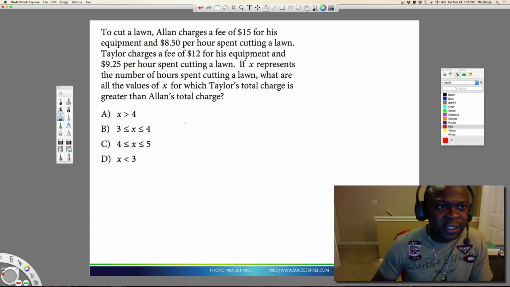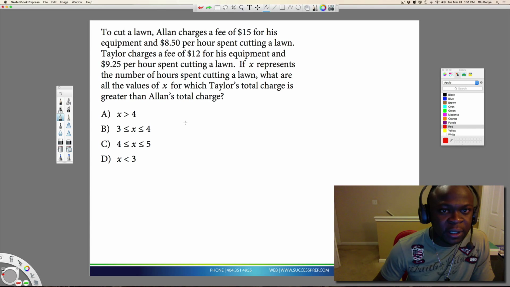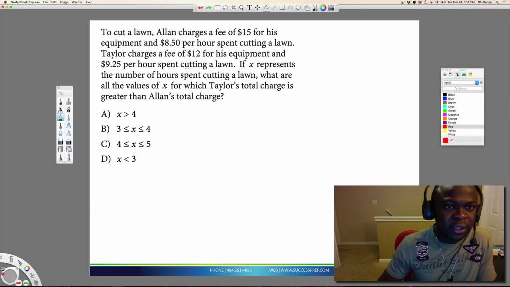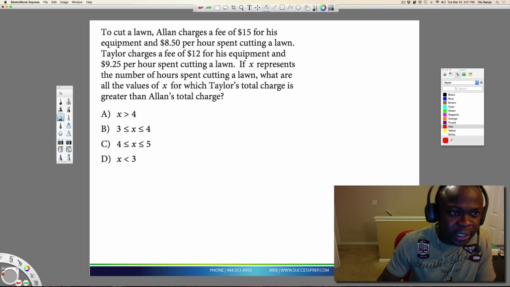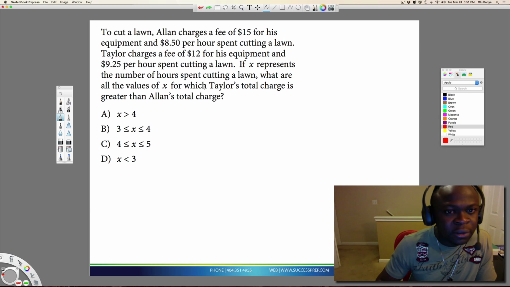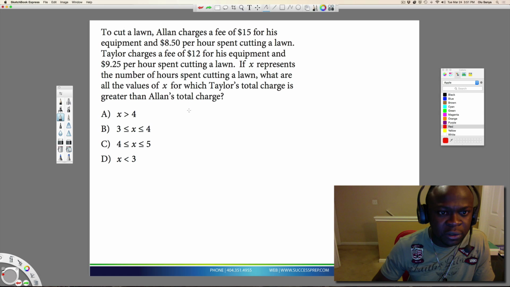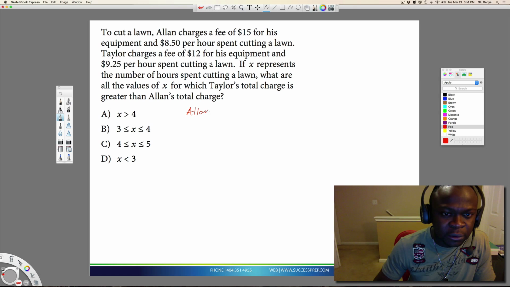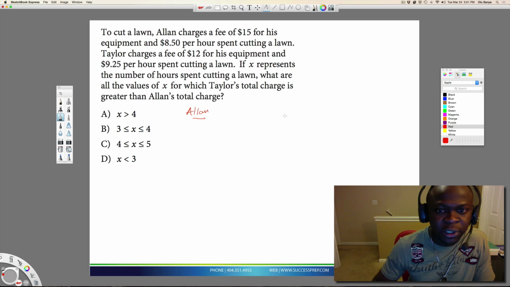All right, for this PSAT question, it's a pretty wordy question, but as you go through it, you start to see two really well-defined equations. They're talking about Allen and Taylor. So let's go ahead and set up these two people here. I'm going to say Allen, and think of all of Allen's equation under there, and I'm going to think of Taylor.